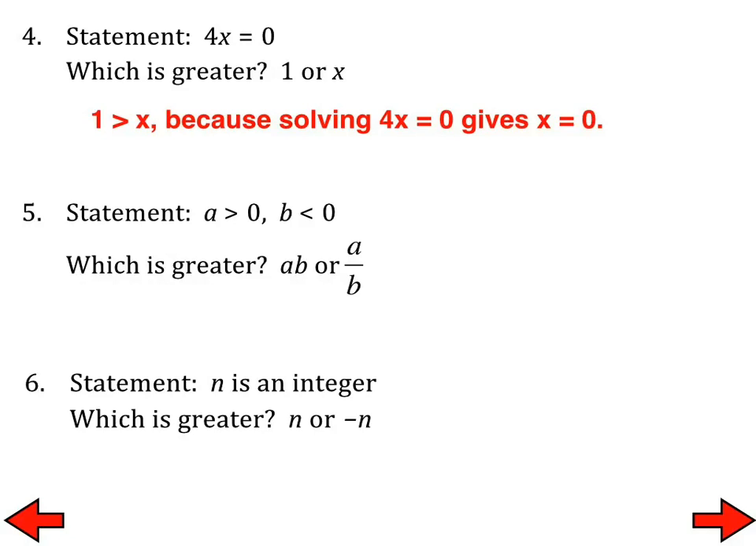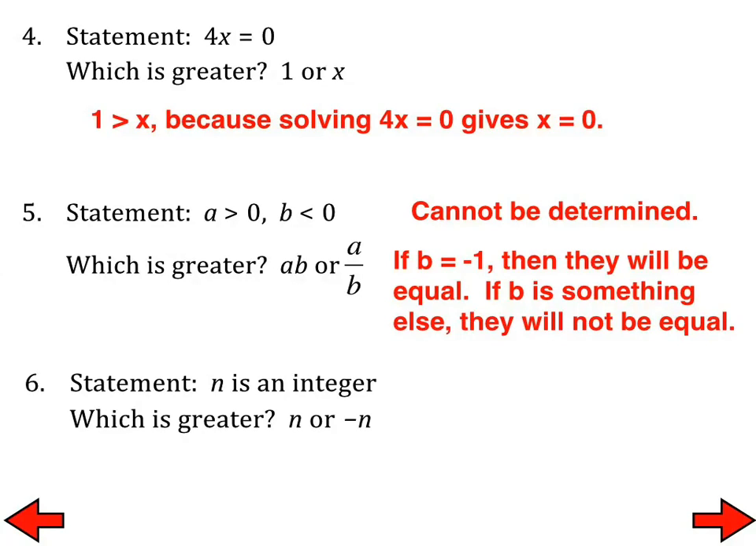Now, when I walked around with number 5, some of you think that AB is bigger, some of you think that A over B is bigger, some of you think that they are equal. Well, I have something to tell you. It cannot be determined because it all depends. After I encouraged you to try different numbers, you realized that it all depends on what B is. If B is -1, then they're equal. But if B is something else, and remember, B has to be less than 0, then they will not be equal. So right there you have two different situations. And the only way one can be greater is if it happens every single time, or the same thing with regards to being equal. All right, everybody try number 6.